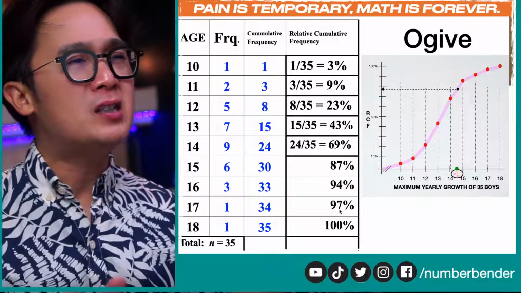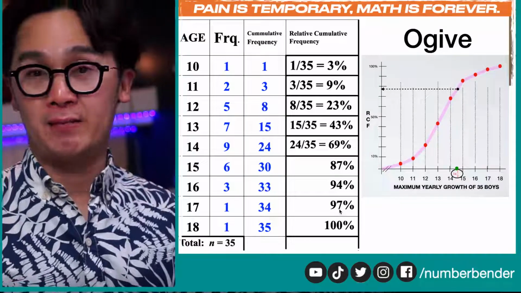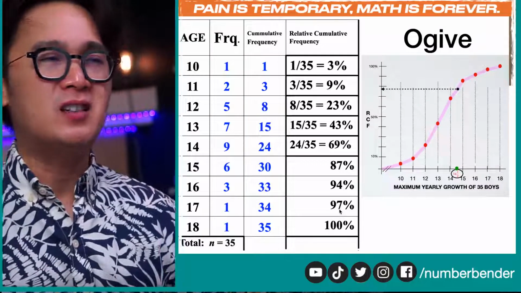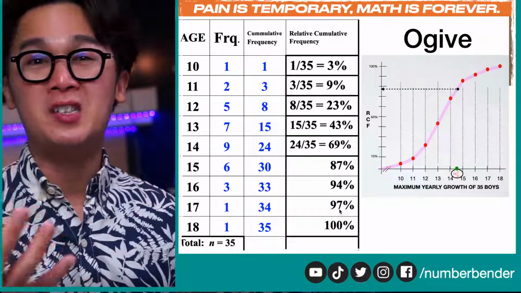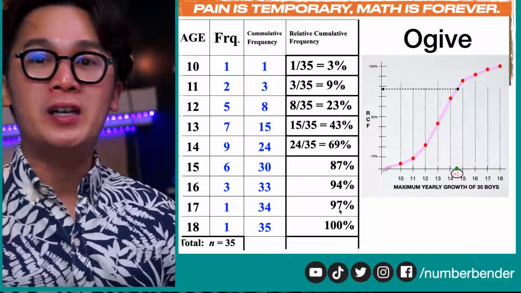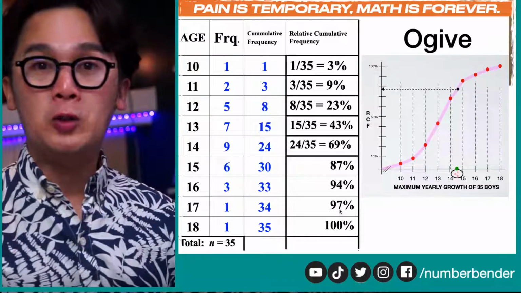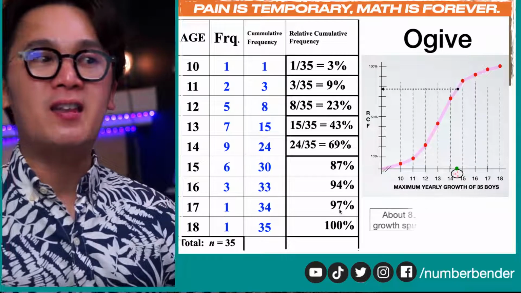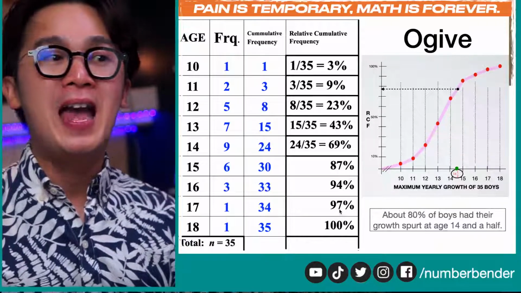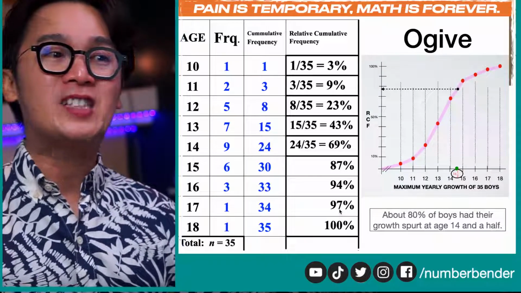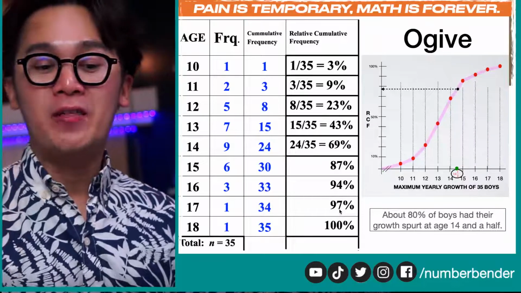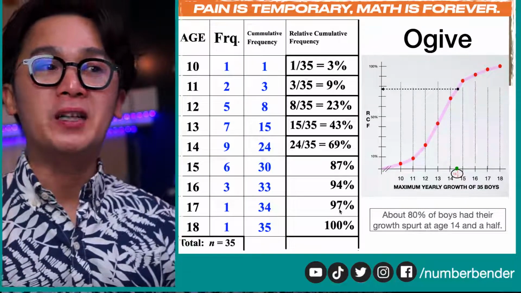And it's giving us about 80%, close to 80%. So let's say 78%. But since we are just approximating and we're just using our ogive as a tool to approximate percentile, we can say that about 80% of boys had their growth spurt at age 14 and a half. So that is basically what an ogive means.